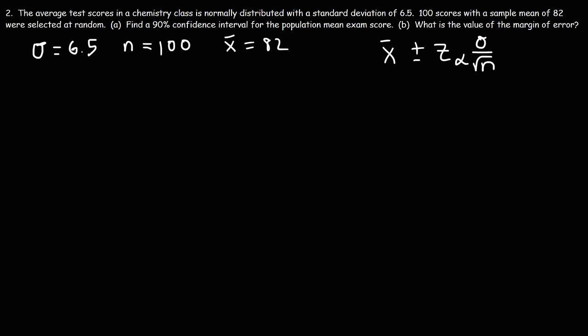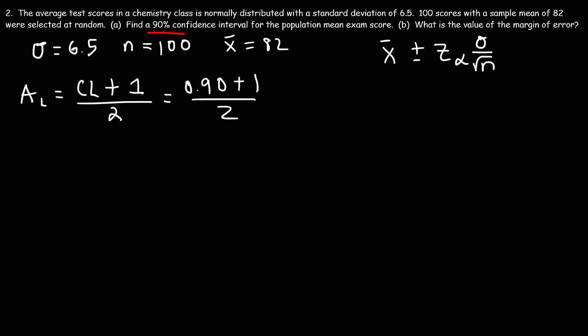So first, let's calculate z alpha. And we need to calculate the area to the left in order to do this. So it's going to be the confidence level plus 1 divided by 2. The confidence level is 90%, but as a decimal, if you divide 90% by 100, this will give you 0.90. So if we add 1 to that, that's going to be 1.9. And 1.9 divided by 2 is 0.95.